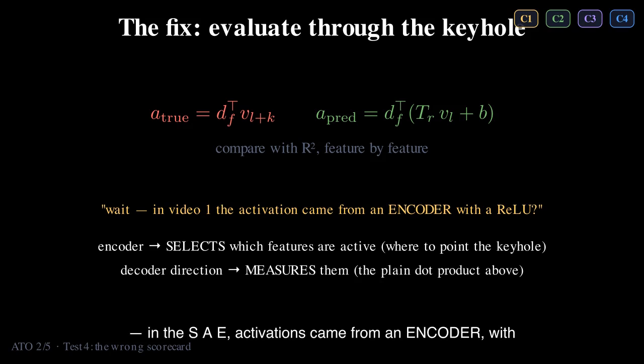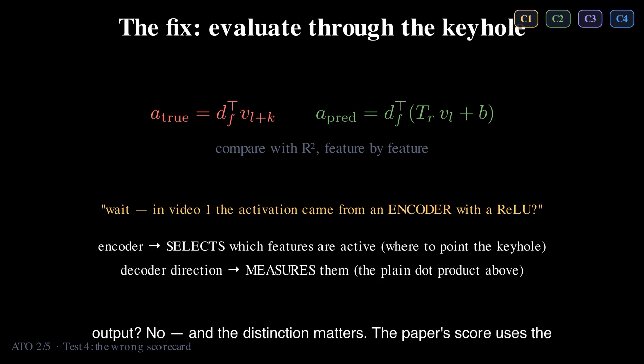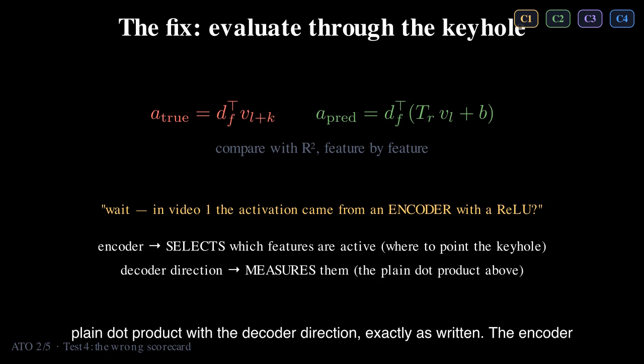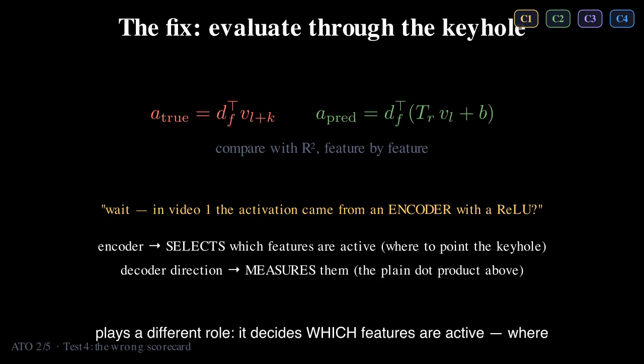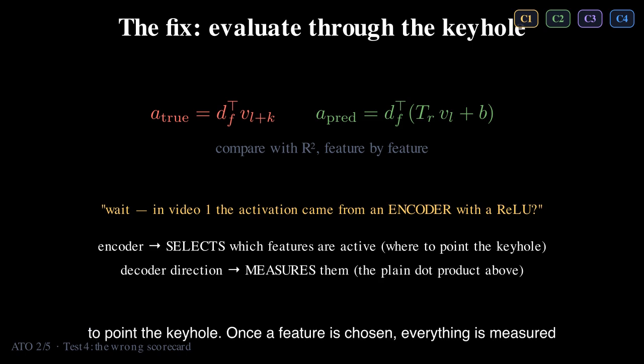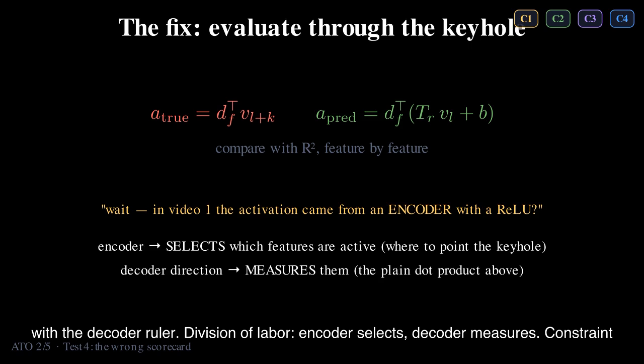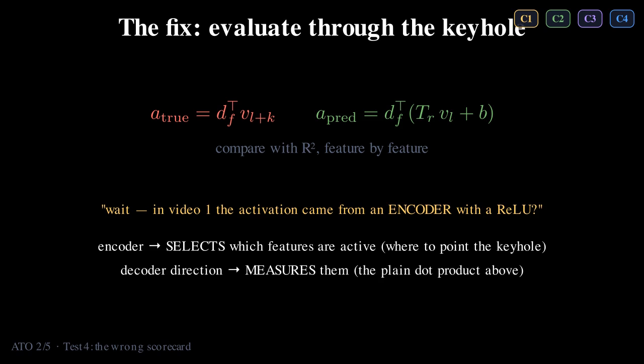Hold on. In the SAE, activations came from an encoder with its own weights and a ReLU. Is the true reading the encoder's output? No, and the distinction matters. The paper score uses the plain dot product with the decoder direction, exactly as written. The encoder plays a different role. It decides which features are active, where to point the keyhole. Once a feature is chosen, everything is measured with the decoder ruler. Division of labor. Encoder selects, decoder measures. Constraint 4, score in feature space.